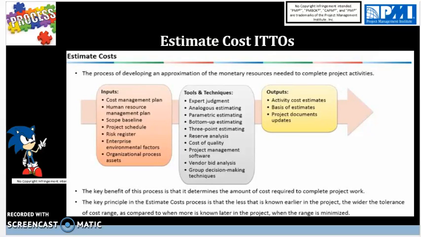Once again, the key principle in the Estimate Costs process is that the less is known earlier in the project, hence we use rough order of magnitude estimates, and the wider the tolerance in the beginning. But then when we drill down to the work package level for definitive estimates, we have more detail, and then the range of risk is minimized when we have detailed estimates.